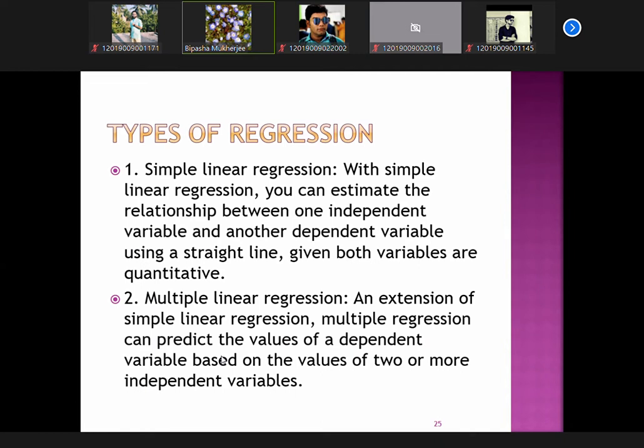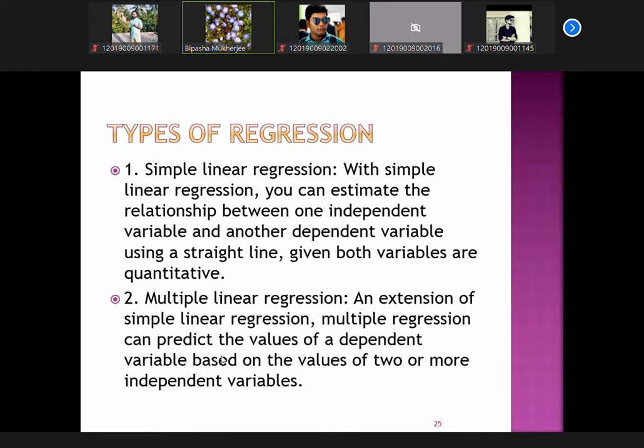So what is simple linear regression? Simple linear regression says that suppose there is one independent variable x, and y is the value which you are trying to predict, and y equals mx plus c.